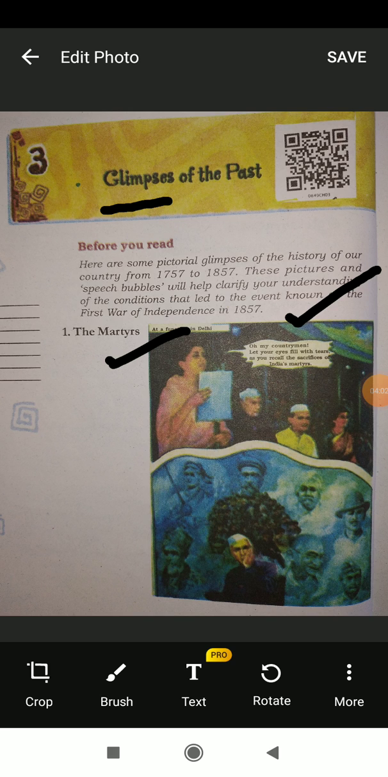So here the words of this song are, "Oh my countrymen, let your eyes fill with tears as you recall the sacrifices of India's martyrs." So let's translate this beautiful song in Hindi.